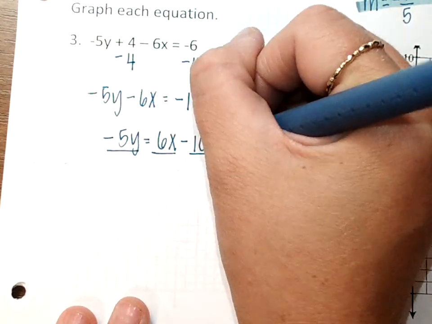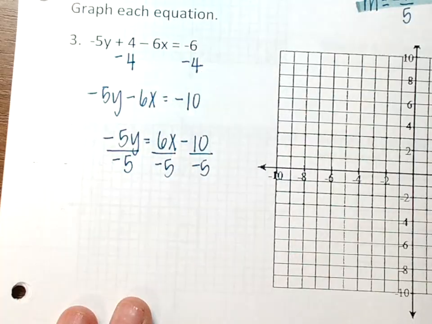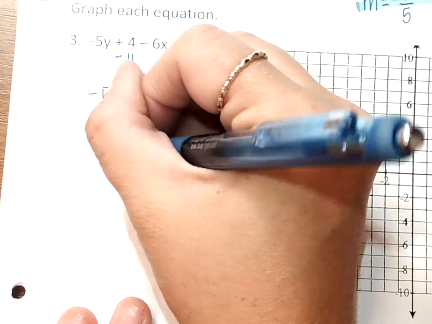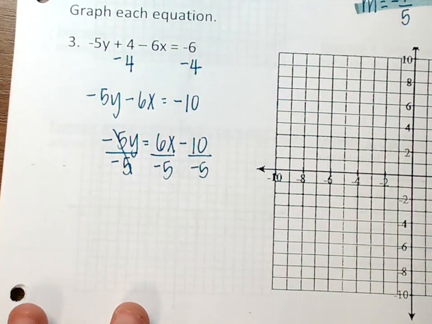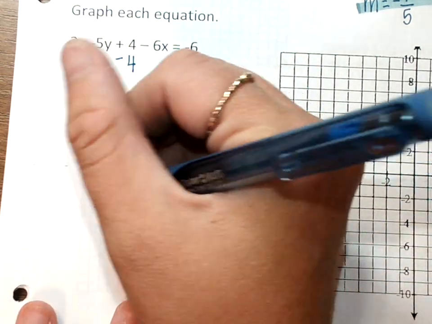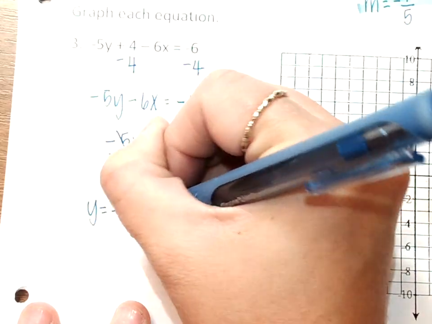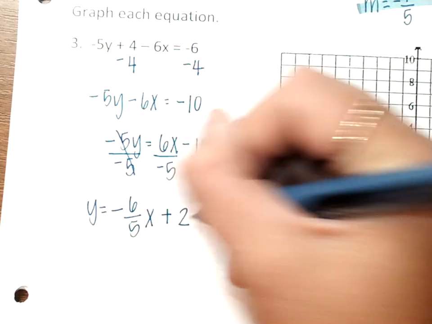And then I divided every piece of it by negative 5. Okay, can anybody tell me what they got as their whole slope-intercept form on the very last step? Y equals x plus 2. Good job. Plus 2.